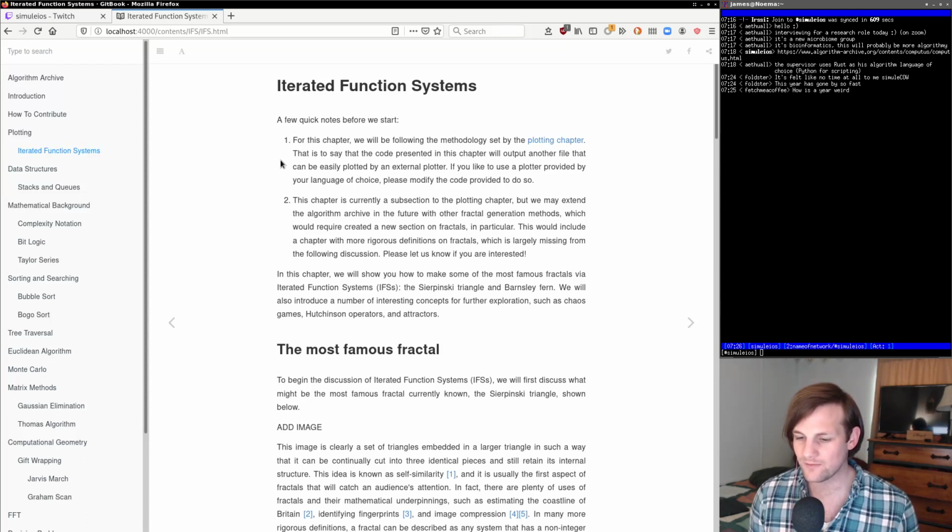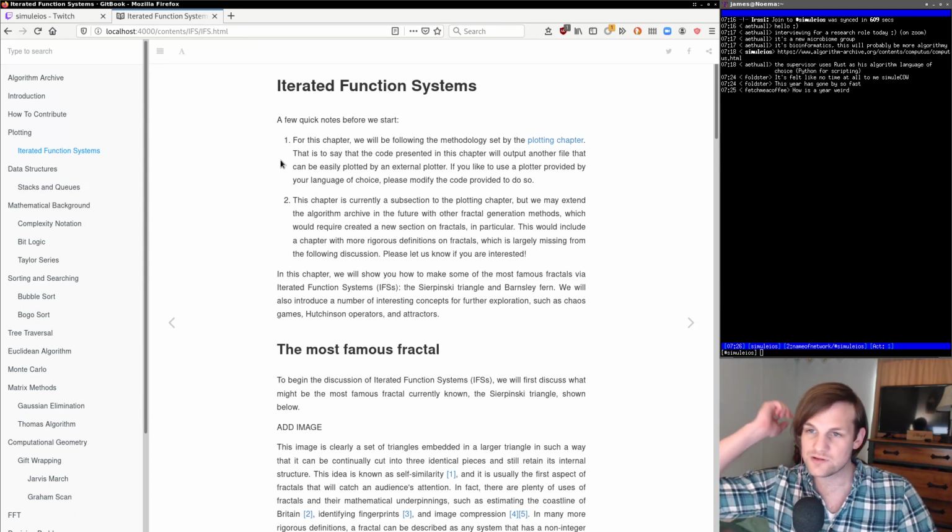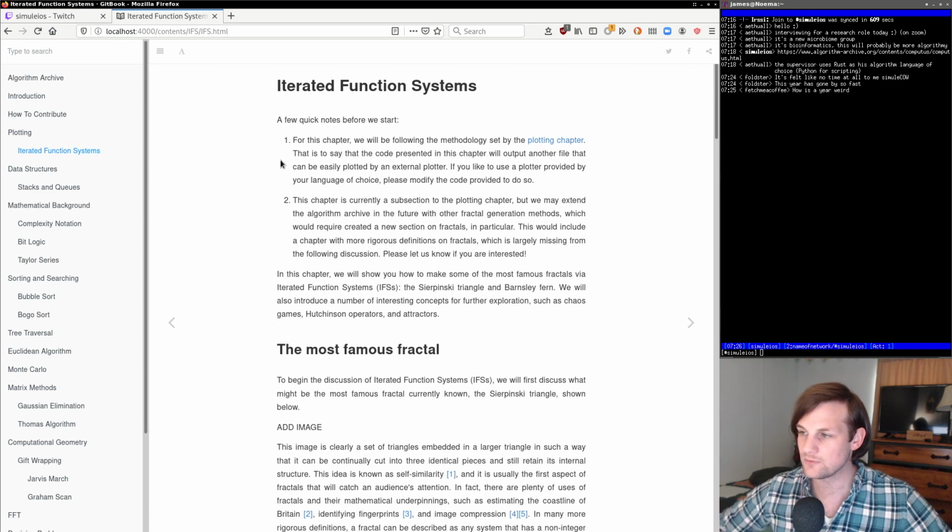People have just been pushed out of their jobs and work and all that kind of stuff. But I don't know. Okay, so let's go ahead and read through this chapter, see where it's at, and what we need to do with it.